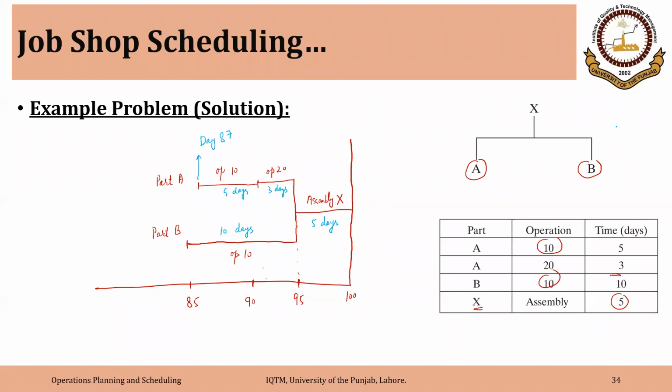So the latest start time for part B is day 85. The latest start for operation 10 for part A is day 87. The latest finish is day 92. Similarly, that is the latest start for operation 20, and the latest finish for operation 20 is day 95. And that is actually the latest start for assembly X. Now that is the backward schedule.